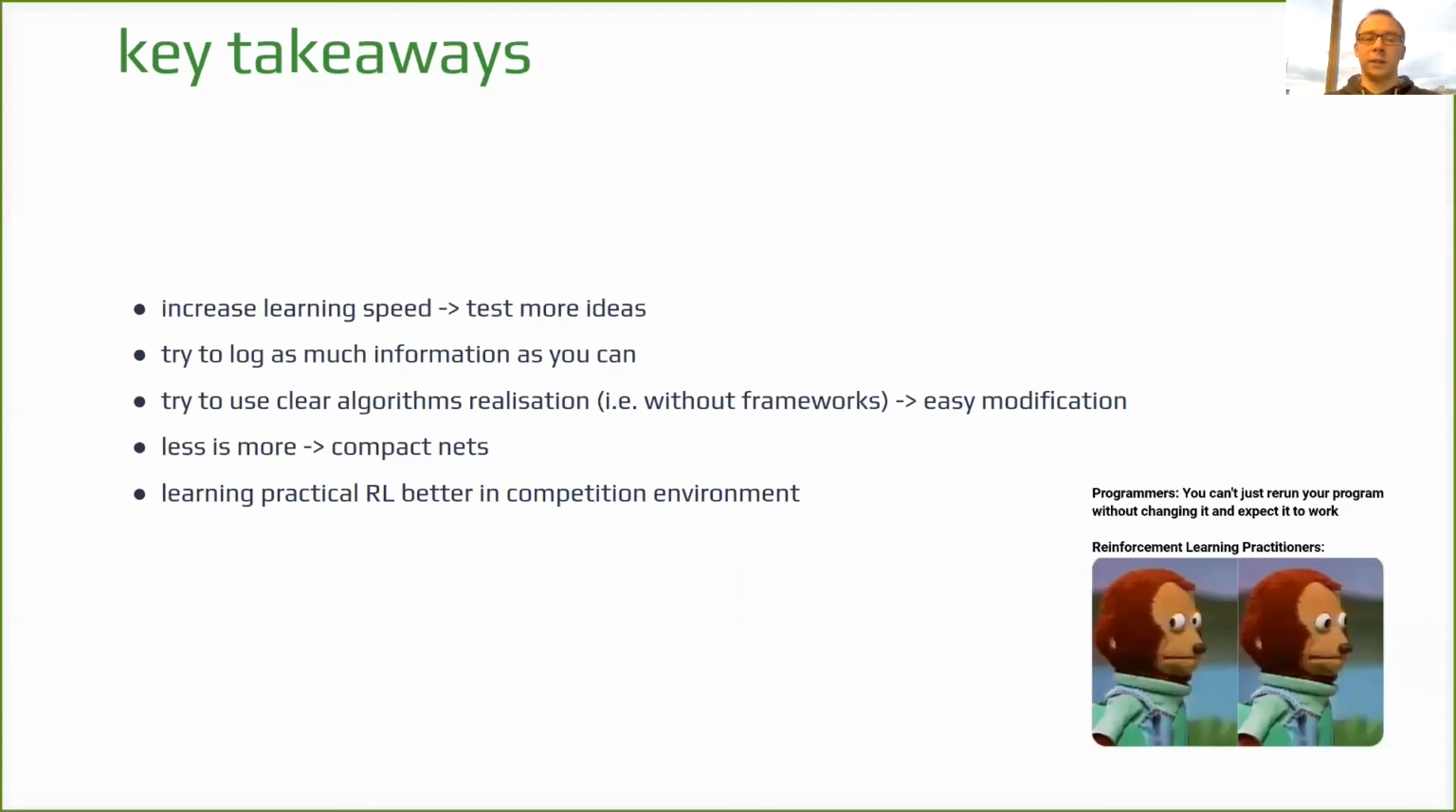Here are the main lessons that we learned in this challenge. First, you should increase learning and simulation speed so you will be able to test more ideas. Second, try to collect as much information as you can, so you won't lose something useful or interesting. Third, use as few frameworks as you can, so you will be able to easily modify them and try your ideas with less effort. Fourth, less is more, so try to use compact neural nets if their performance is okay for you. Also, they will converge faster.